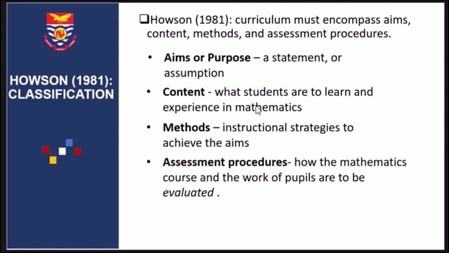How are you going to assess students to see whether the aims have been achieved or the purpose have been achieved, and whether the content is okay for the level and is okay for the student, and whether the instructional strategies have worked? It's the assessment procedures that is the final component of his classification. So Hosing 1981 classified the components into four, and as we have looked at aims or purpose, the first one, content, methods, and assessment procedure.